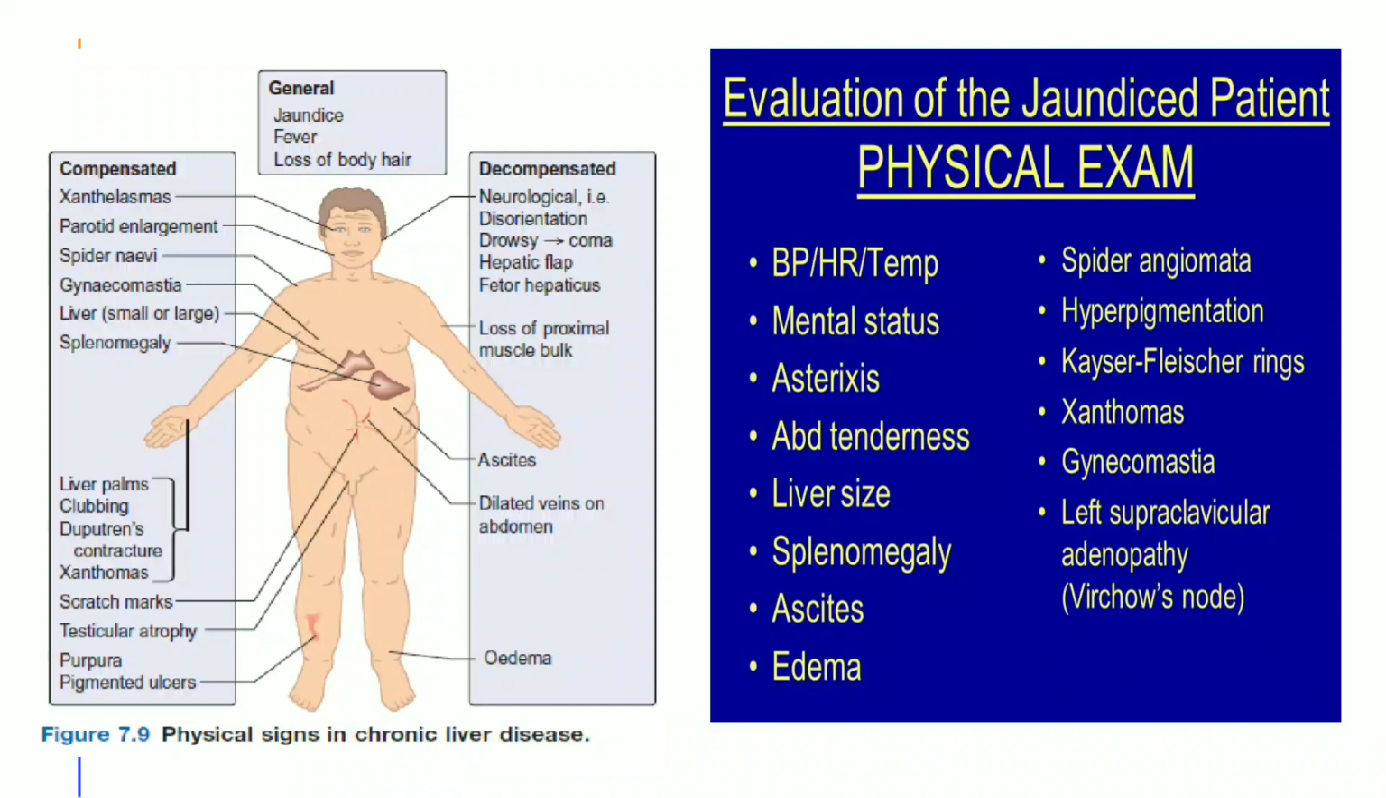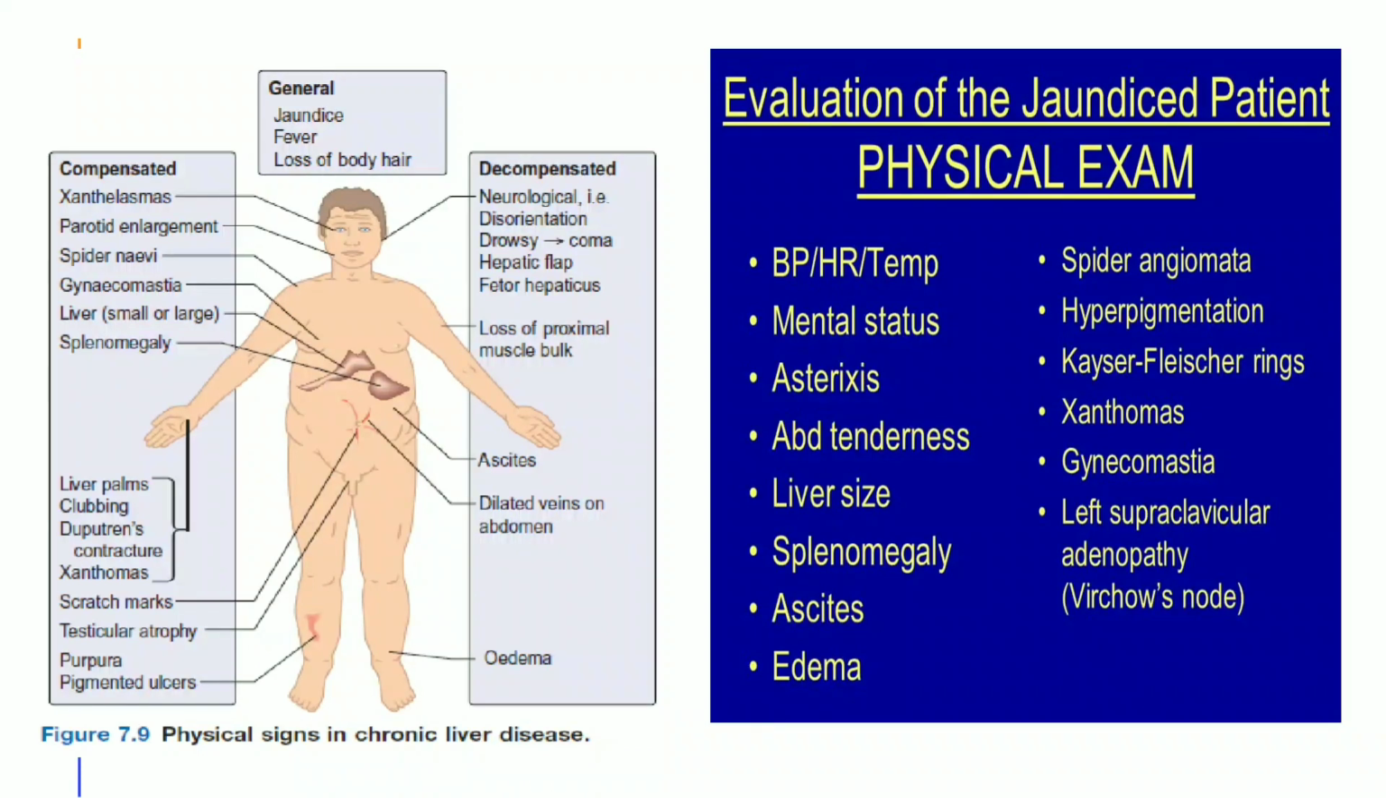There are also some important signs: xanthelasma, spider nevi, and gynecomastia, because the estrogen level will be high if estrogen is not metabolized when liver disease is there. All these features you have to look for. Whether the patient has dilated veins on the abdomen, whether ascites is present or not. Testicular atrophy and pigmented ulcers are all features of chronic liver disease. So you have to look for that.